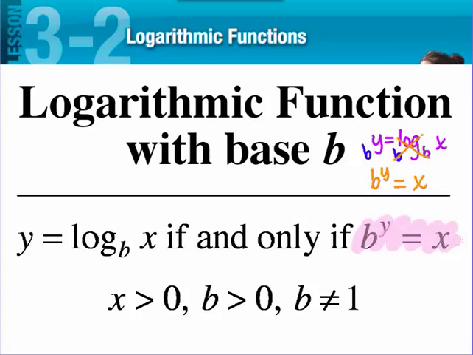Now a little bit about x and b. x has to be greater than 0, b has to be greater than 0, and b cannot equal 1. For those of you wondering, what is b? b is any number. It can be 2, 3, 4, 5, 6, 7, 8, 9, or 10.